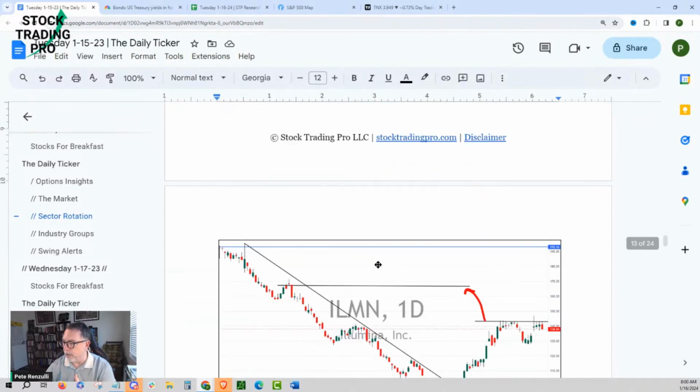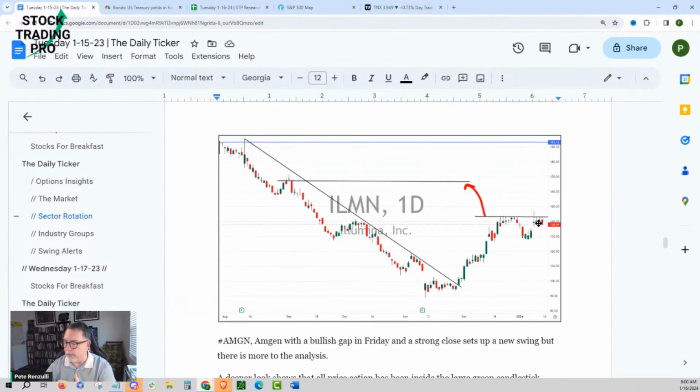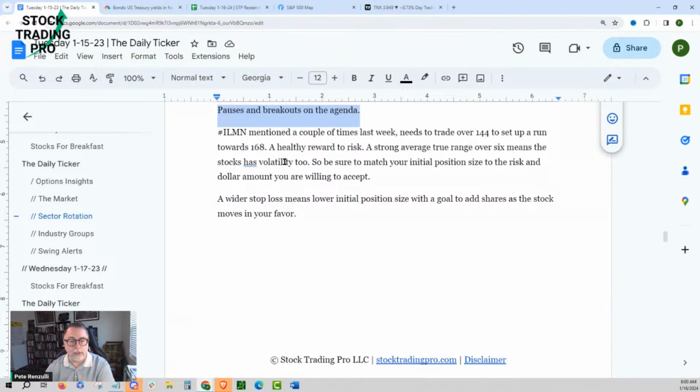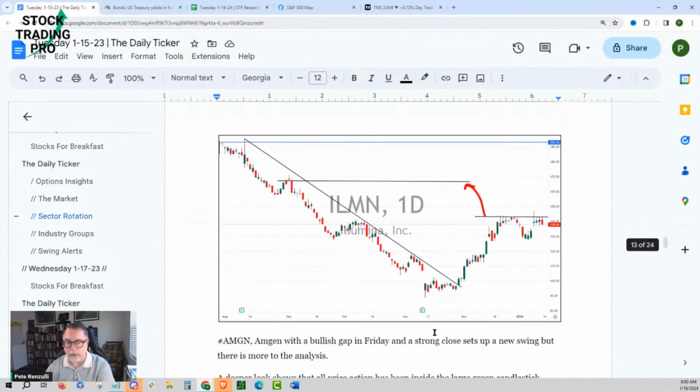If we work our way through, you can see we've got some pretty decent levels, and this is really where the frustration has been. We're not getting through those levels to set up new trades, so we really need to be patient. In this particular case, ILMN needs to break out through this level, and only if it does am I willing to do something. It's got to get over 144 and then look to make a run towards 168.